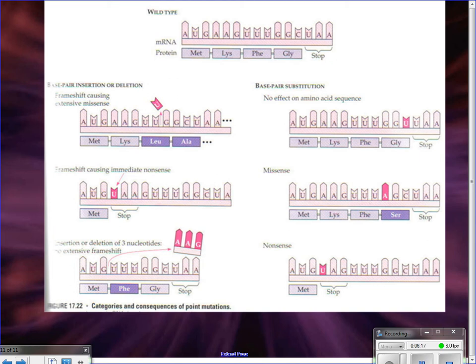Just to review, we can have some different types of mutations again. So we can have our insertions or deletions. So that's a deletion. We have the immediate nonsense. In this case, we can have a frame shift that causes very little in terms of effect. It may drastically change the protein, but it doesn't cause a nonsense read. We've only changed an amino acid. We can have no effect on the amino acid sequence.